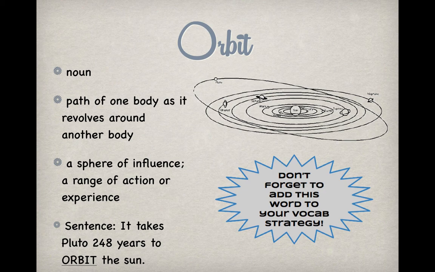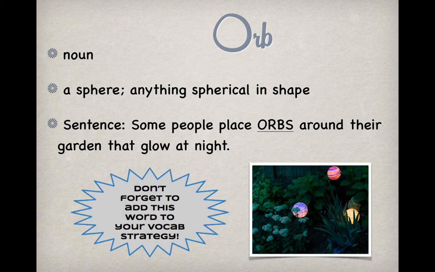The other word that uses this root is very simply orb. Orb is also a noun, and it's a sphere, anything spherical really in shape. For example, a planet, an eye. It says here that some people place orbs around their garden that glow at night, which is seen in the picture. So really anything that's a sphere can also be called an orb, another noun here. Astronauts observe from outer space, and the Earth looks like a blue-green orb.